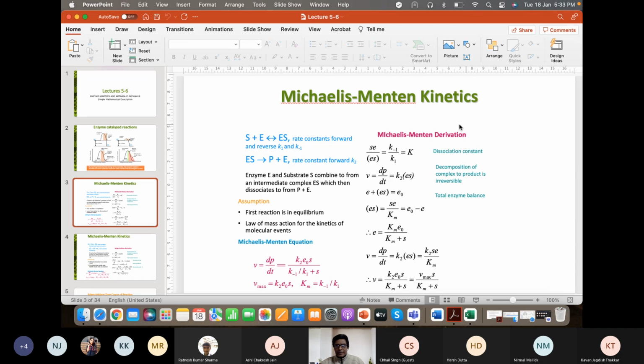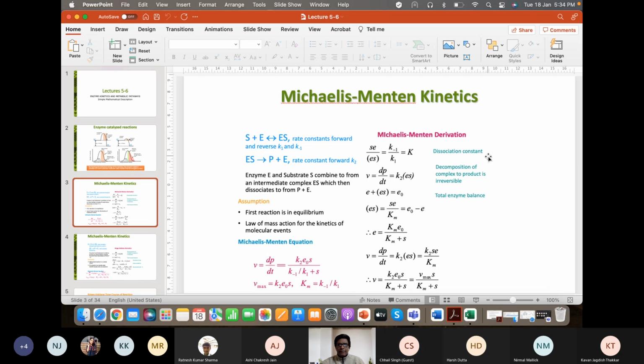The first one is the classical derivation, where you assume that this first step, that is S plus E giving you the complex ES, is an equilibrium. If that is an equilibrium, then this relationship holds. That means S dot E, the concentration of S multiplied by the concentration of E, divided by the concentration of the complex, is the ratio of these two, which is the dissociation constant. So that is the first thing that you must note. That comes from the assumption.